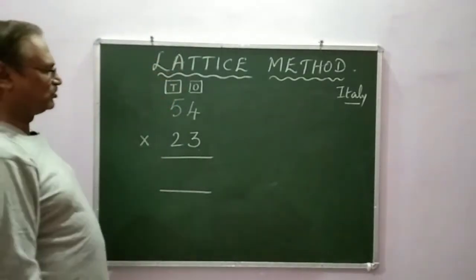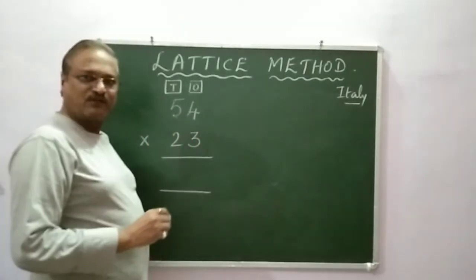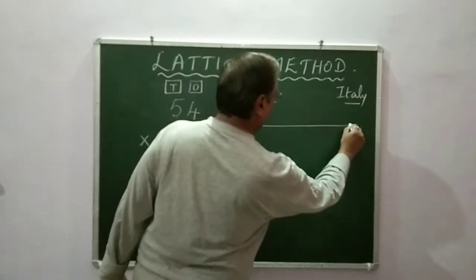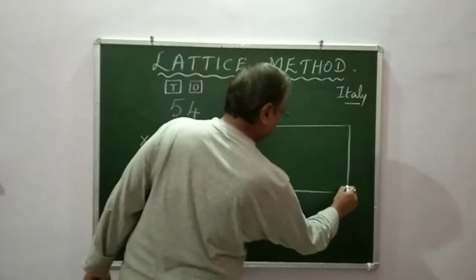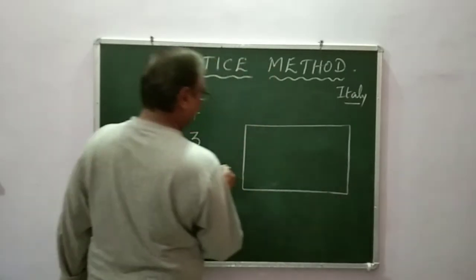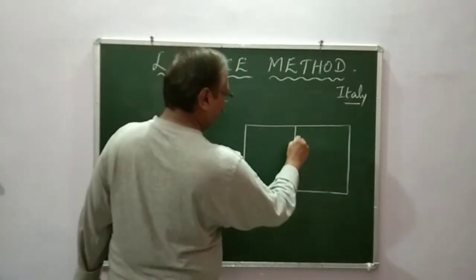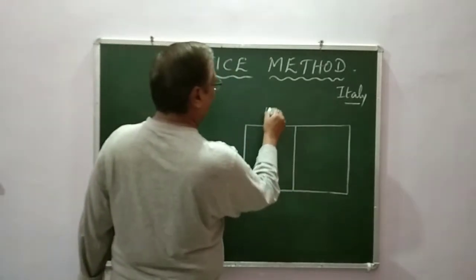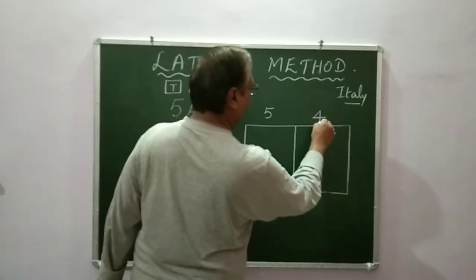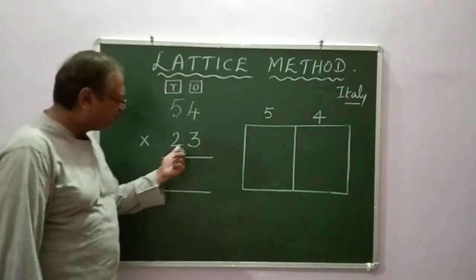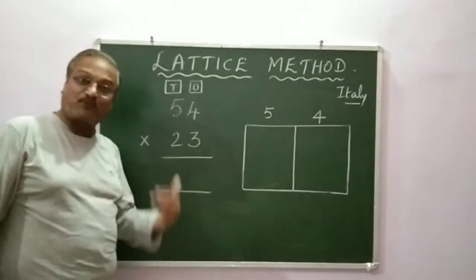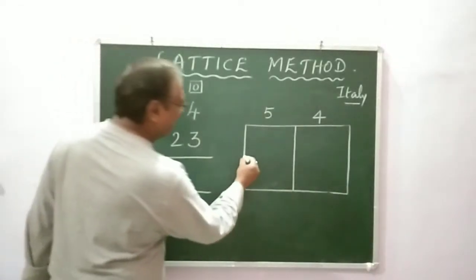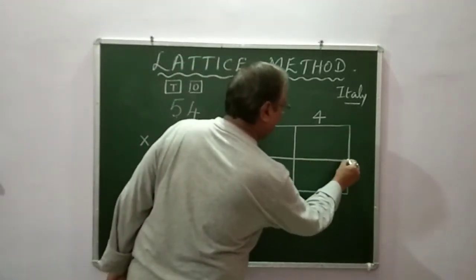I will go to the lattice method now. How many digits are there? 2 digits are there. So, draw a rectangle. I am drawing a little big rectangle. 2 digits are there, so 5 and 4. Write it above. But here again 2 digits are there. In the last problem, you had only 1 digit. So no problem. You divide this again into 2 parts.